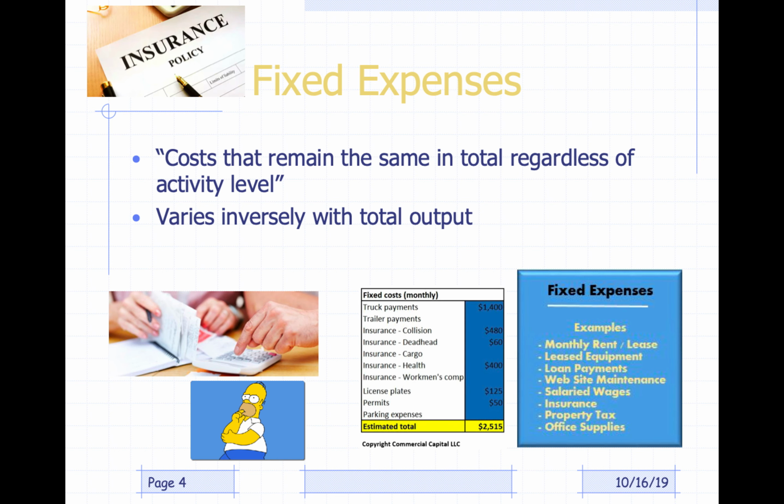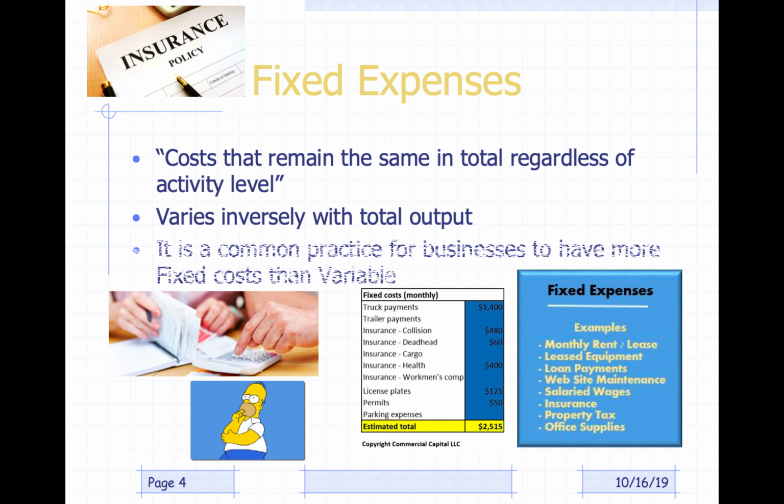A lot of big businesses prefer to have as many fixed expenses as possible because then they're accounted for right off the bat in a total lump sum. With variable expenses, your costs will add on as you add on your total amount of units.